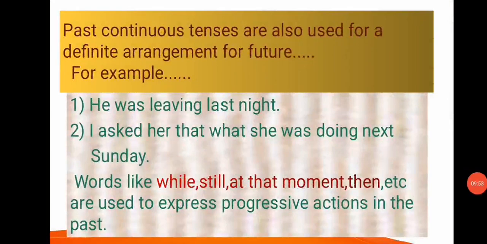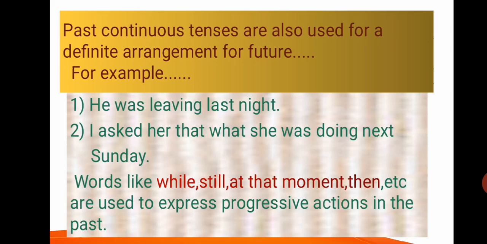Let me tell you more rules about past continuous tense. Rule number 1. He was leaving that night. Now, here we can see that it is a plan for the future, but we have used it in the past because the sense of the sentence is that he was leaving that night means he was to leave, he was supposed to go that night. It is a planned arrangement, okay? So he was leaving that night. We have used past continuous tense here.